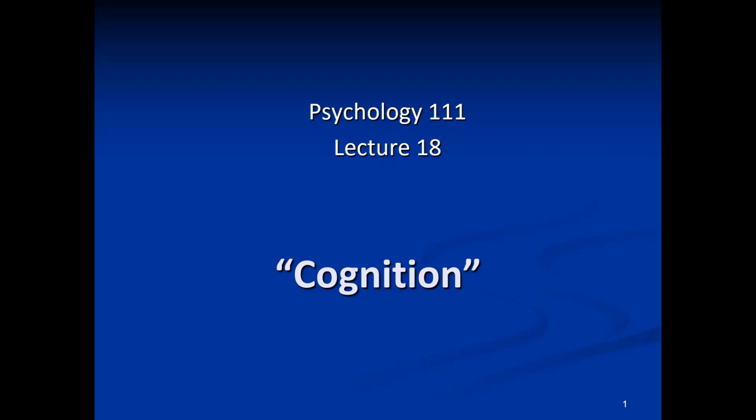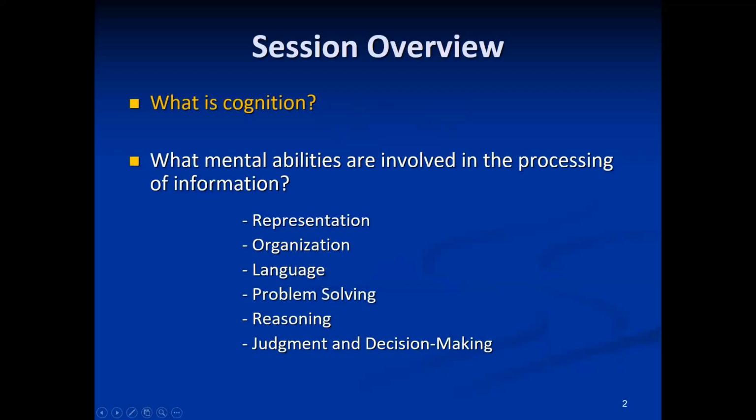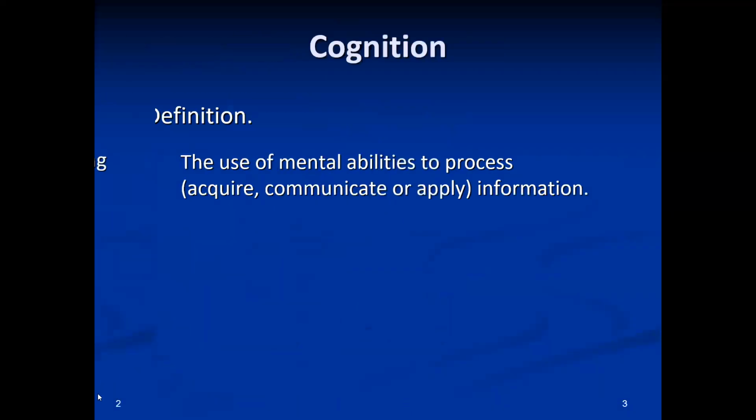In this session, we will begin our exploration of the topic of cognition. The next two sessions will follow the outline shown, beginning with the question, what is cognition? Cognition can be defined as the use of mental abilities to process information. Processing information might involve acquiring information, communicating information, or applying information.